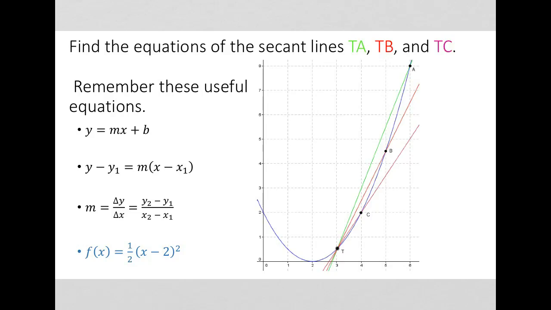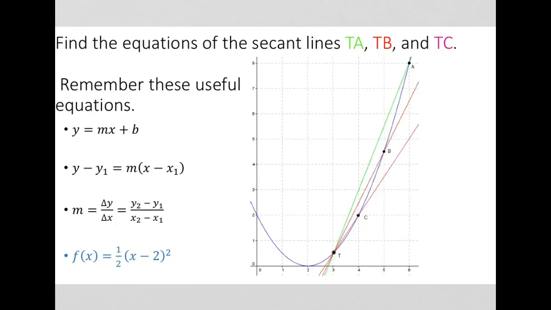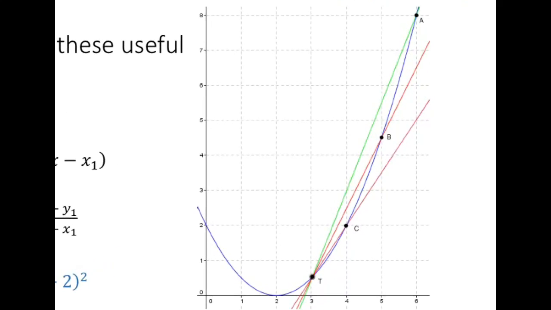Third day of our derivative unit. We want to find the equation of the secant lines here, TA, TB, and TC. In order to find the equation of a line, you need two things. You need a point, and you need a slope. So let's look real quick at these three points.